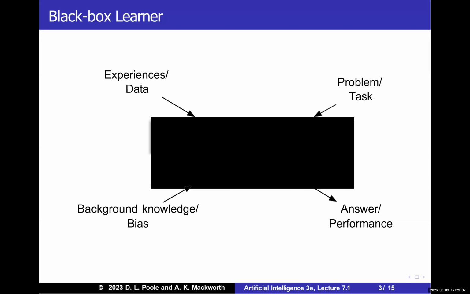Another important part of the system is background knowledge or bias. Every learning system has some assumptions built into it about what kinds of patterns it expects to find. These assumptions guide the learning process and determine what kinds of models the system can produce.